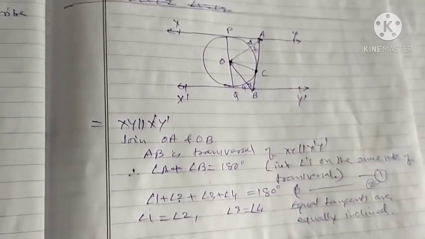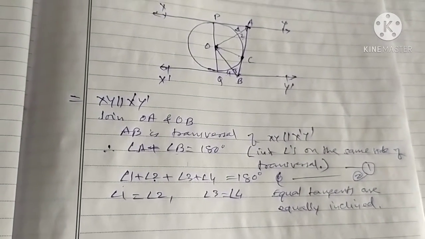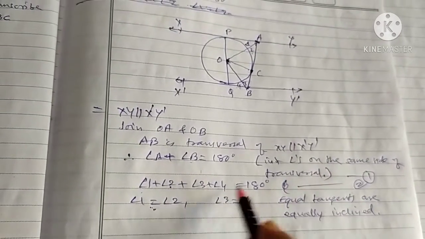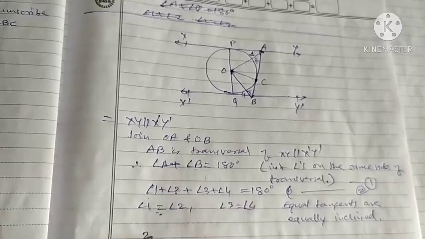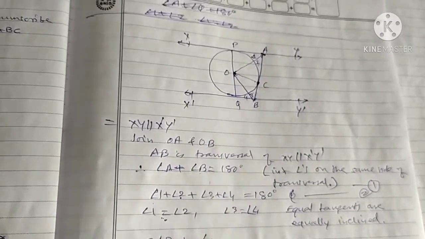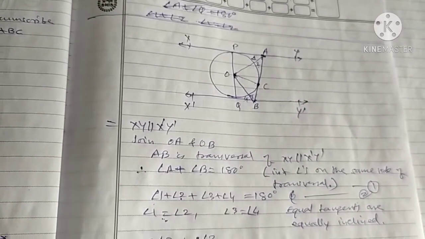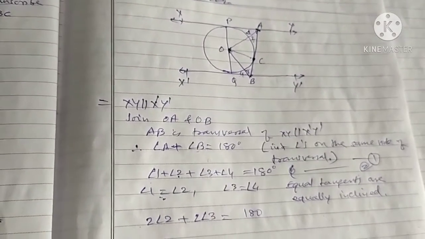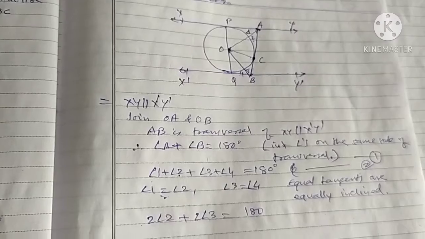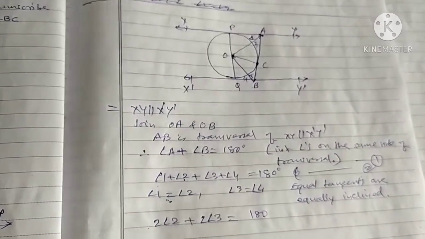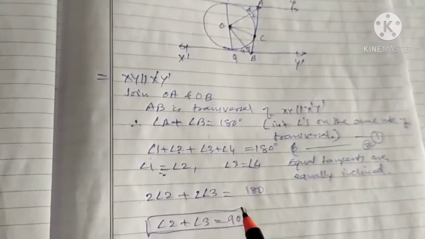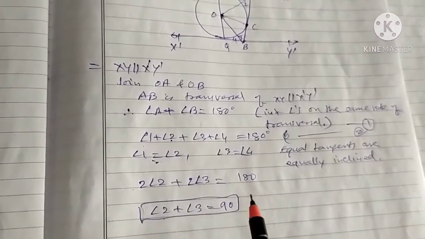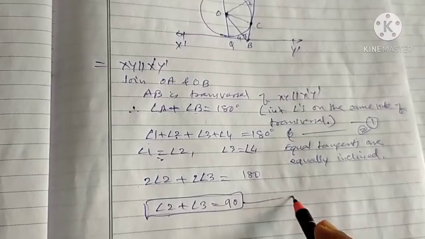Got it? Equal tangents are equally inclined. So we can rewrite the second step as: therefore 2 times angle 2 plus 2 times angle 3 equal to 180. If I take 2 common, angle 2 plus angle 3 equal to 90 degrees. Got it? Clear? Understood, students? Let us take these 3.